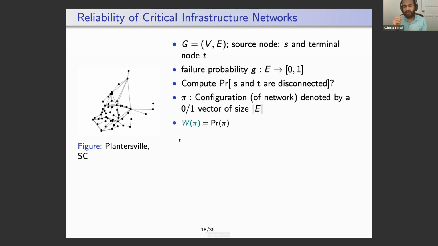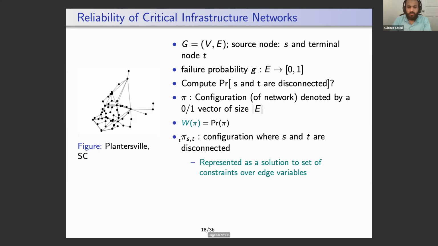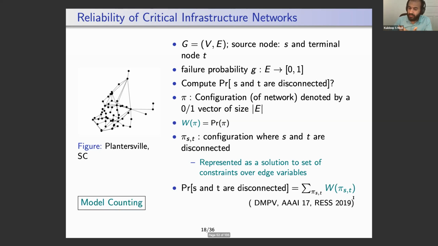The key idea is that at every point in time, we can represent the configuration of a network using a vector of size E, which is the set of all the edges, so that the weight of this configuration is the probability of observing the configuration. Once we are interested in the configurations where S and T are disconnected, we can represent this using a set of constraints over the variables. And once we have this set of constraints, the problem of computing the probability that S and T are disconnected simply reduces to summing up the weight of all the solutions. And remember, this is precisely the formulation of counting, right? You have a set of constraints and a weight function, and you want to sum over the set of solutions to this set of constraints.